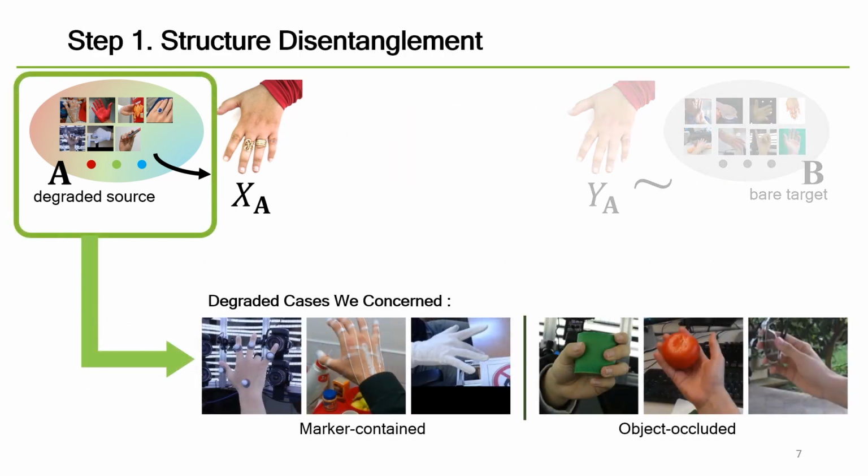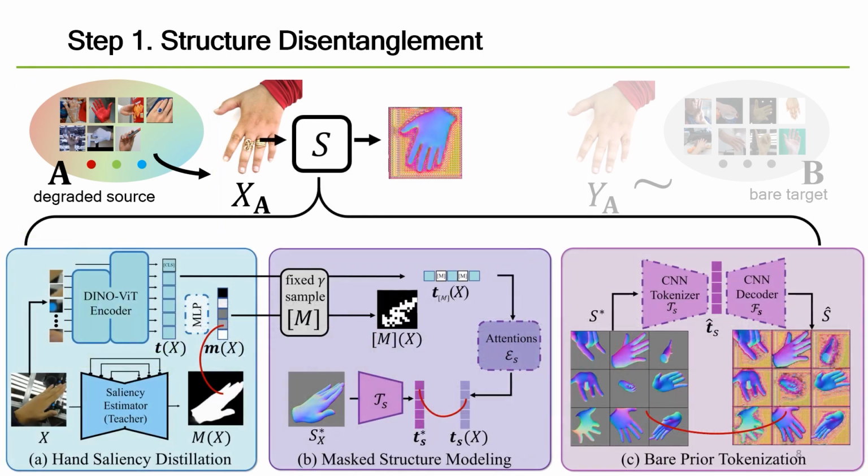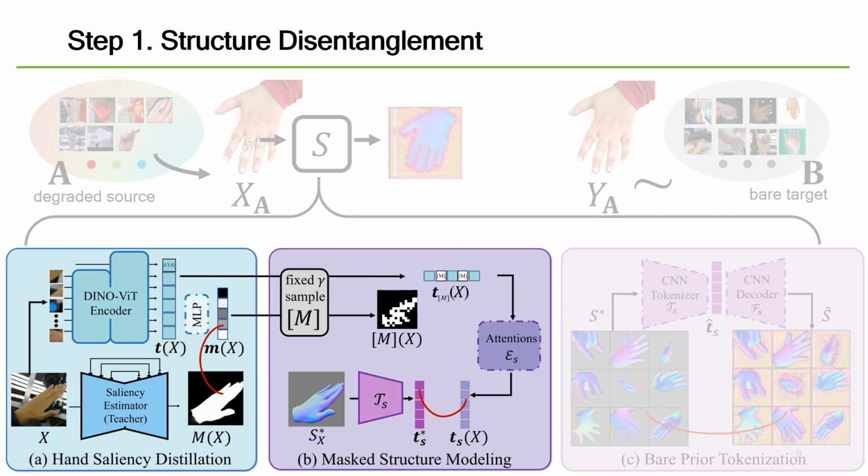During our data preparation, not only marker-contained hand images but also object-occluded ones are considered as the degraded source. Although this increases the diversity of degradation, it also enriches the training data available to us. In the first step, our ViT sketcher regards patchwise hand saliency as mask modeling guidance and learns to predict the bare hand structure token from those visual and mask tokens. Similar to MAE, the mask tokens are learnable. It is used to replace the visual tokens with low bare hand saliency.